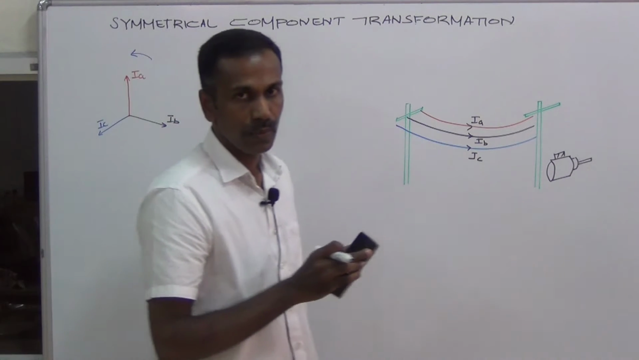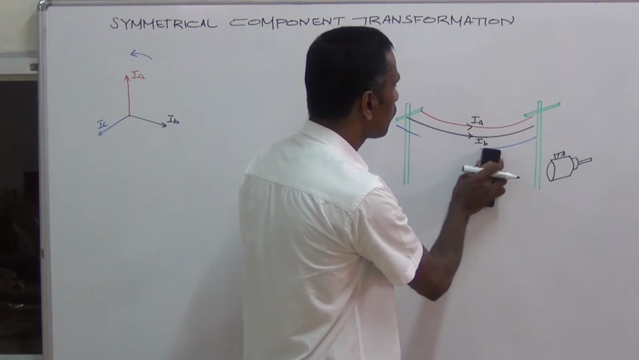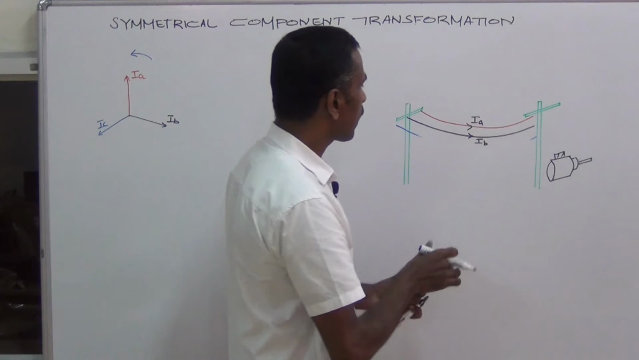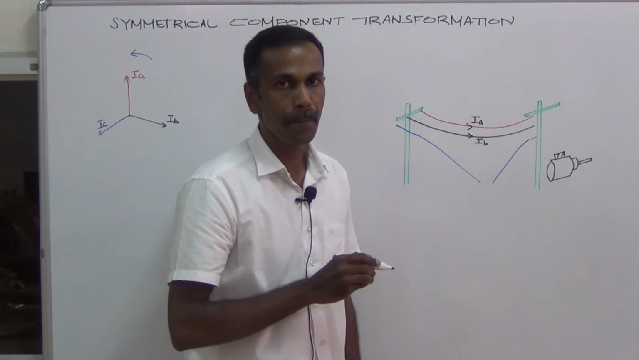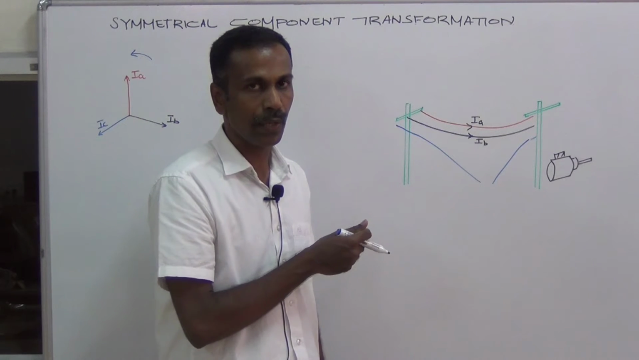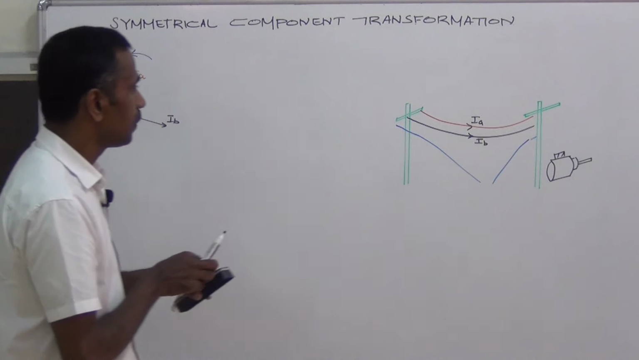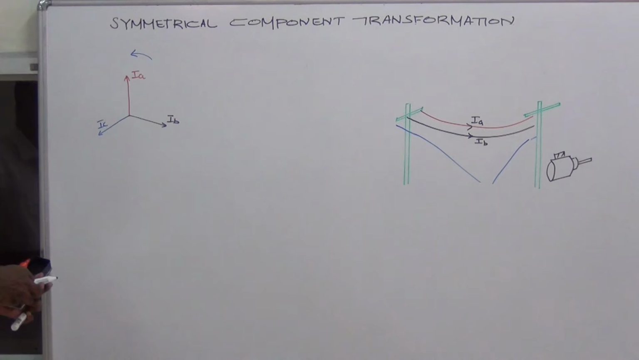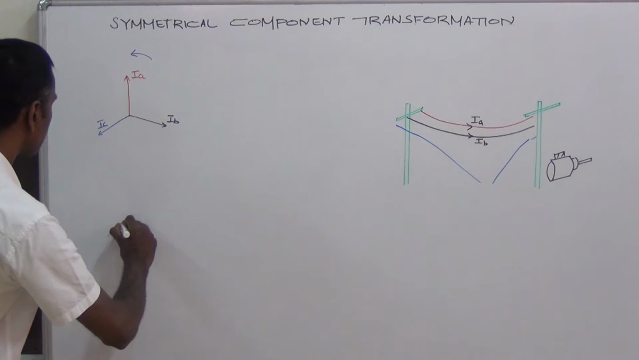Now, suppose a fault occurs in this particular transmission system. So one of the transmission lines breaks and falls on the ground. Now the three currents IA, IB and IC are no more balanced. They become unbalanced. At this particular condition, suppose these are the three vectors.